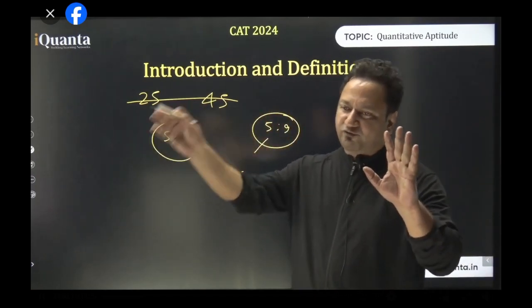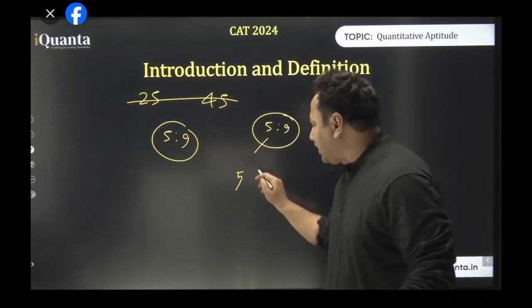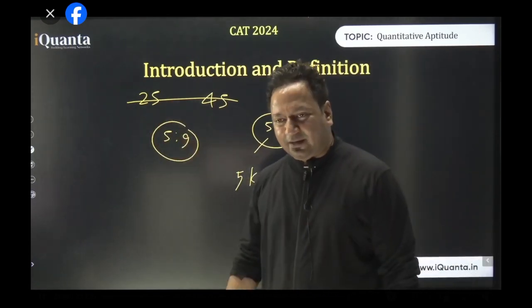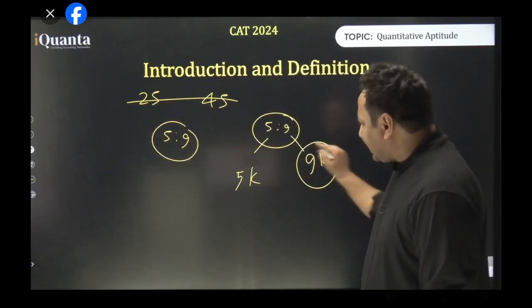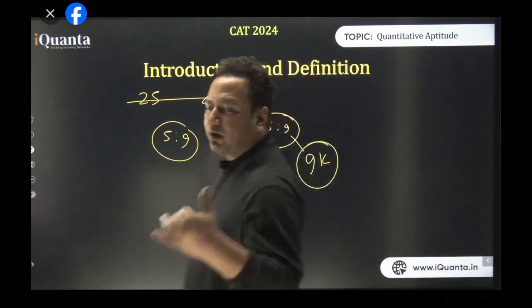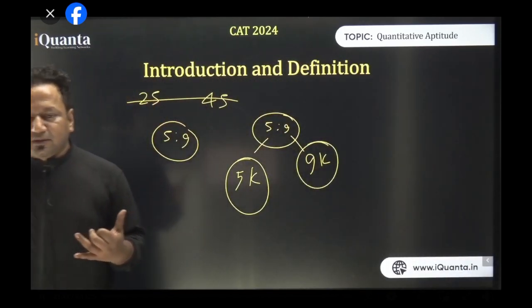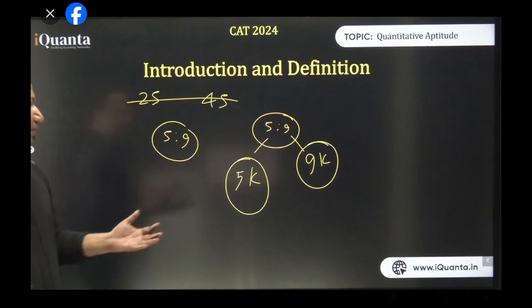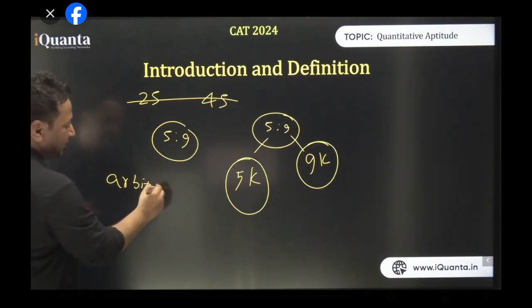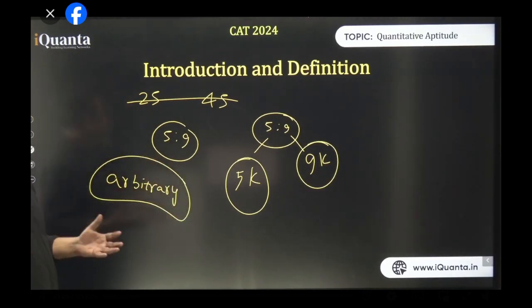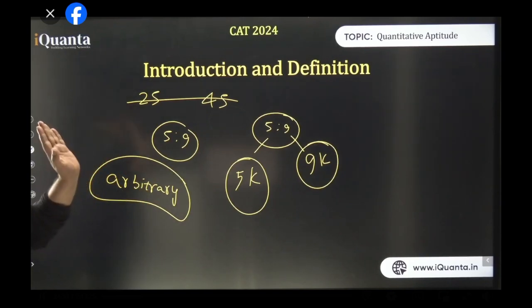5 into 1, 5 into 2, 5 into 3, 5 into 4. So I just wrote K over there. K can be anything. 1, 2, 3, 4, 5, 6, anything, right? This will be 9K. Is that clear now? Why is K being used? We call it an arbitrary constant. The constants that we choose arbitrarily. What is arbitrary? Arbitrary is random, without any bias. We choose things at random. I just chose it arbitrarily.